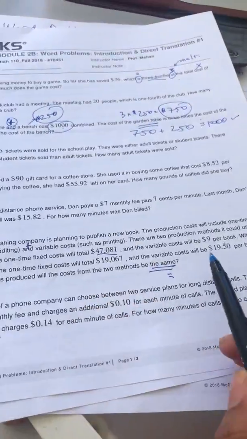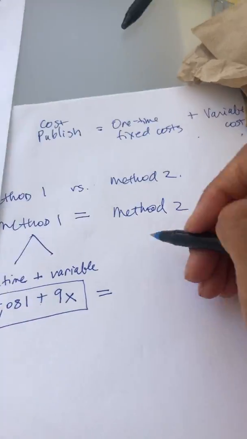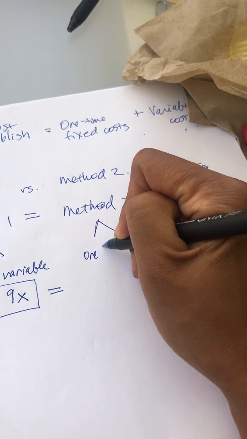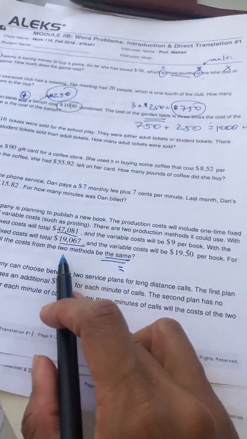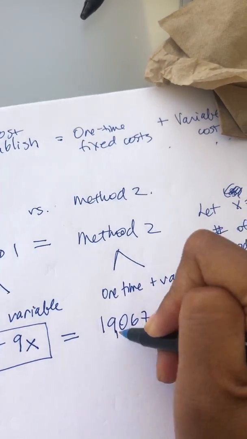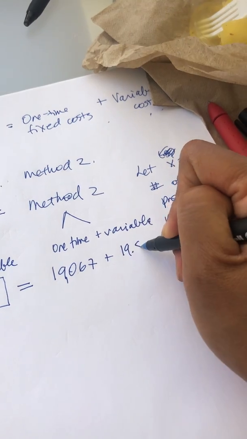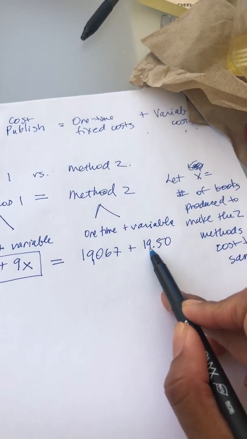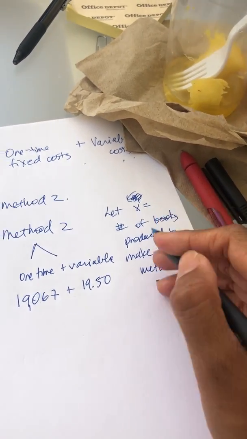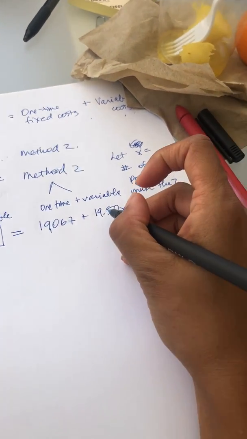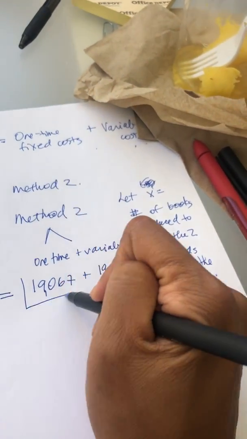And what is the method 2 cost? With the other method, the one-time fixed cost will be 19,067. So again, method 2 will also have the one-time cost plus the variable cost. The one-time cost is 19,067 plus the variable cost. The variable cost is $19.50 per book. So again, that's a rate. How many books did we produce? Well, it's the letter x. So we multiply the per book price by x, and you find out what the variable cost is. So here's the second method.